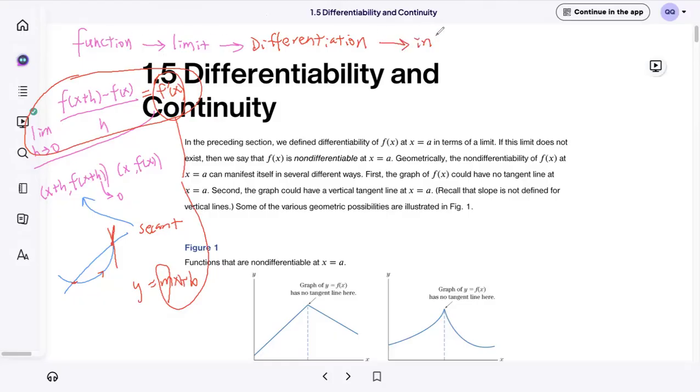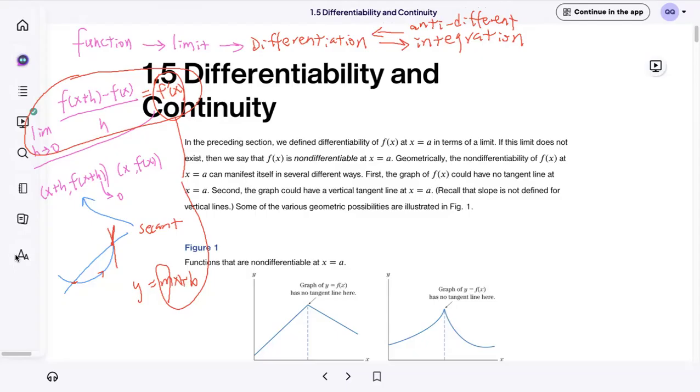Then we're going to end with something called an integral, right? Integration. Integration basically is the opposite of differentiation. So it's called anti-differentiation. So then we see how we use those ideas in life applications. So that's the roadmap of this course.